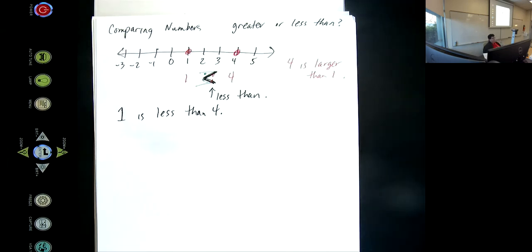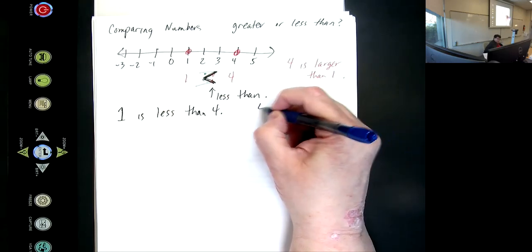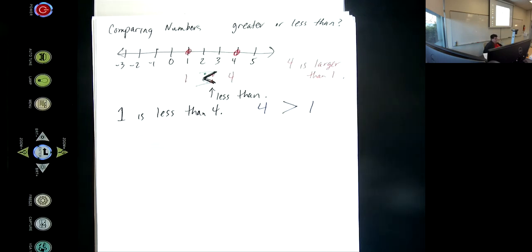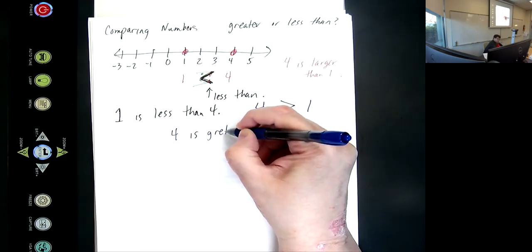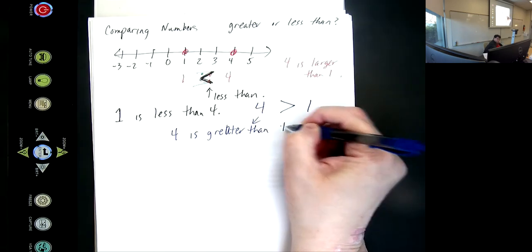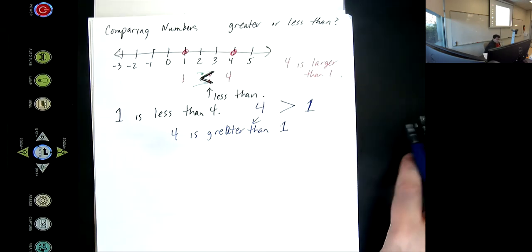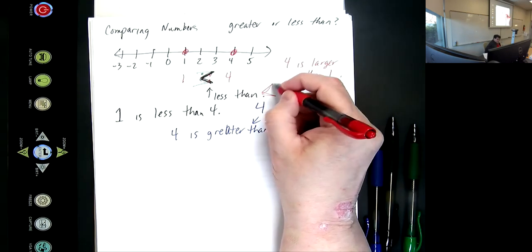If we put them in the opposite order, where they're clearly not going like the bigger numbers on the right, if we have 4 and 1, well, we still want the mouth going for the bigger number, but now this is greater than. So this will be 4 is greater than 1. So less than and greater than. Greater than and then less than. It's like that.